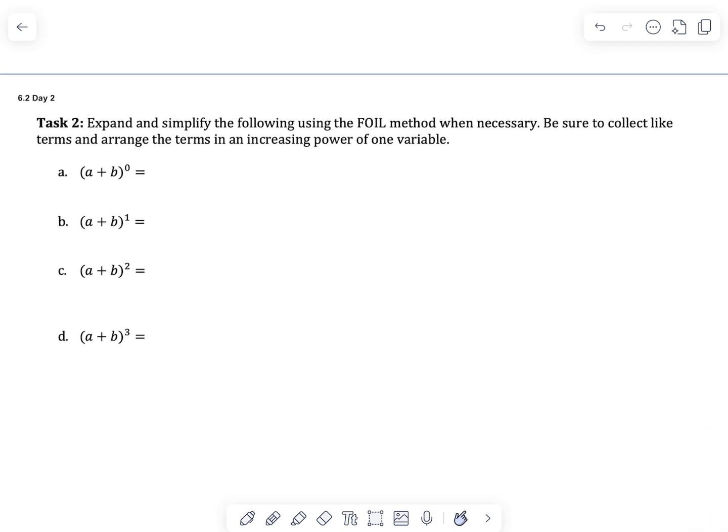It says expand and simplify the following using the FOIL method when necessary. Be sure to collect the terms and rearrange the order in increasing power of b. So the first example, A, says the binomial a plus b raised to the 0 power. Anything raised to the 0 power is just 1. Example B, a plus b raised to the first. Well, that's just itself, a plus b.